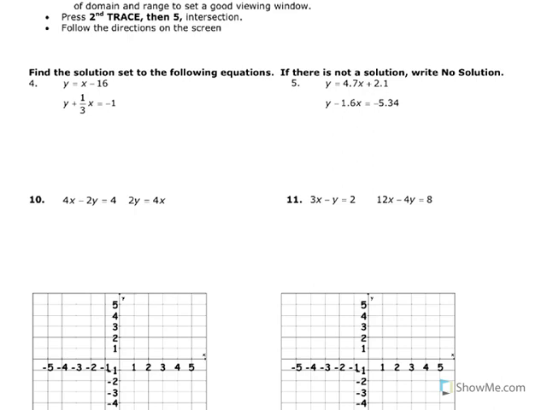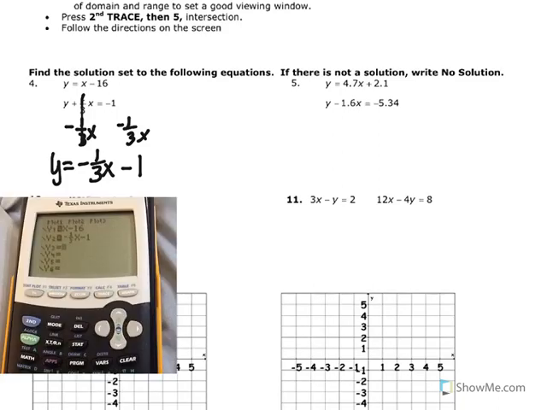So our first equation on number 4 is already solved for y, but the second one is not. So we are going to have to subtract 1/3 x on both sides, and we get y equals negative 1/3 x minus 1. Now that we have the two equations solved for y, we can put them into y1 and y2 in your calculator. So go ahead and do that. So your calculator should look something like this. Next step, hit your graph button.